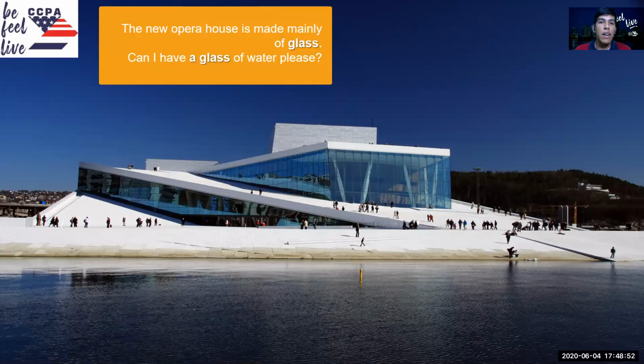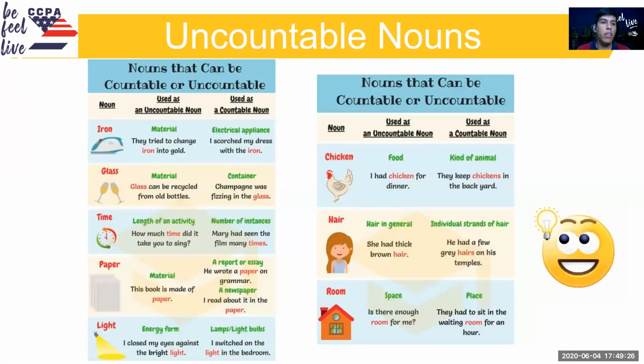And then we also learned that there are nouns that have both forms, countable and uncountable. But can anybody tell me what happens when it is countable or when it is uncountable? There was a difference. Like in this case, the opera house is made mainly of glass, and can I have a glass of water, please? What's the difference? They mean different things. Perfect, Lucero, yes. Whenever we use them in a countable way or uncountable way, the meaning of the word changes, right? And we saw the case of iron, glass, time, paper, light, chicken, hair, and room last class.